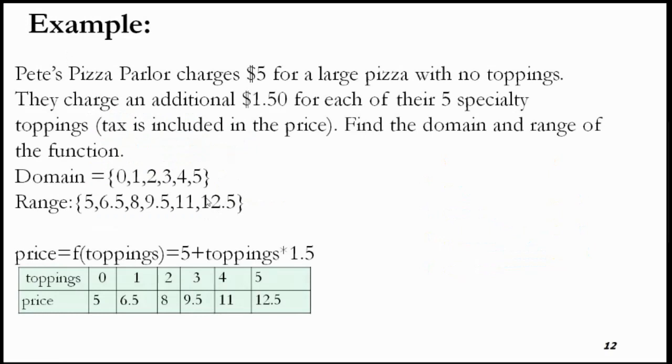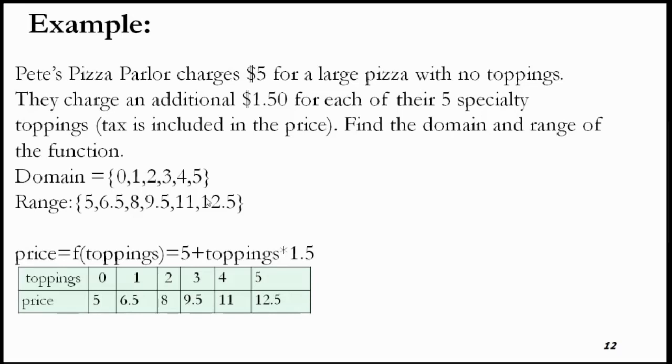So here is a pizza example. There exists a pizza parlor which charges $5 for a large pizza with no topping. They charge an additional $1.50 for each of their 5 specialty toppings. Tax is included in the price. Find the domain and range of the function.